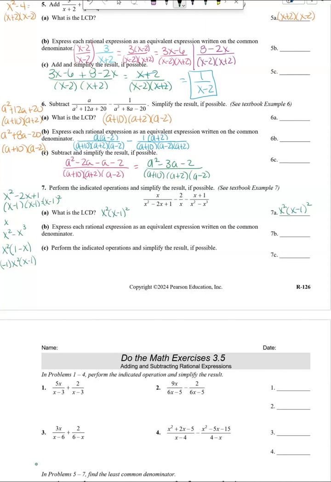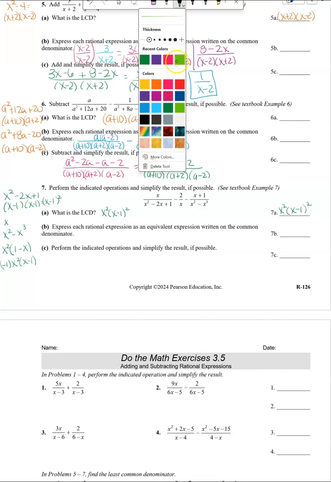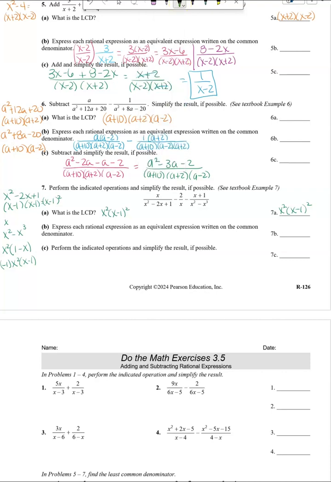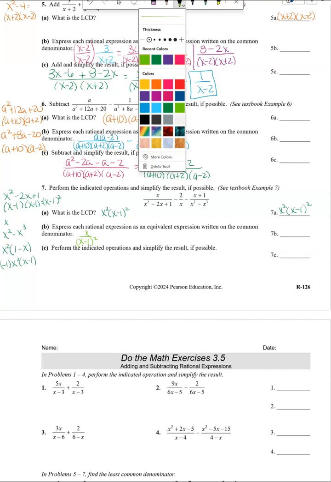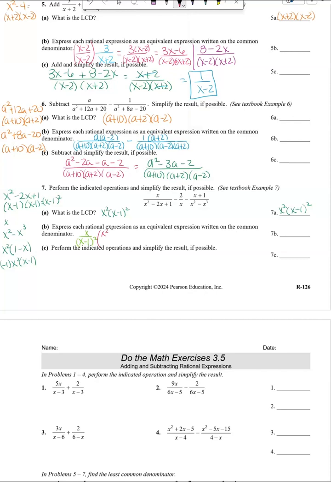Okay. Now we have to express each rational expression as an equivalent expression. So let's start that process. So we're going to take the first one. We know that that's x over x minus 1 squared. So in this denominator, we're missing our x squared. So we'll multiply the top and bottom by x squared. So that's going to give us x cubed over x squared times x minus 1 squared. Okay?